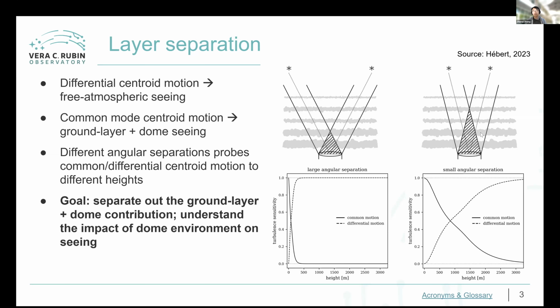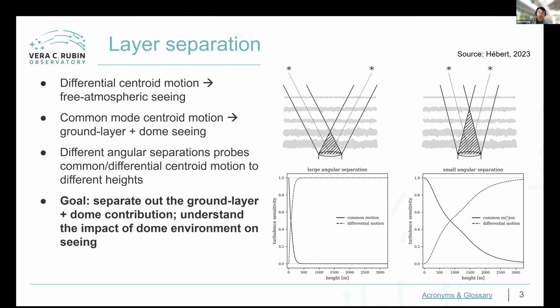that is, if we look at the stars in guiders that are adjacent to each other, we would be able to probe the common mode, that is, atmospheric turbulence strength to a higher altitude, roughly 2,000 to 3,000 meters along the line of sight, and it will also probe a higher altitude of free atmosphere by looking at the differential motion.